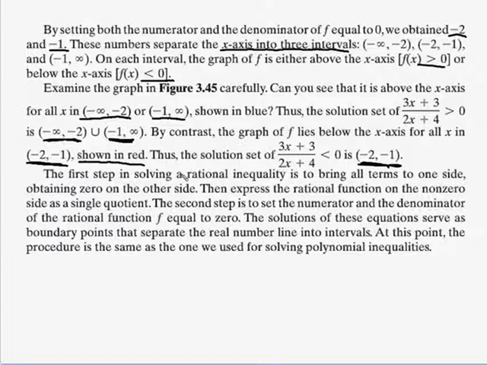So the first step in solving a rational inequality is to bring all terms to one side, getting 0 on the other side. Then express the rational function on the non-zero side as a single quotient. You've got to get it down to a single fraction. The second step is to set the numerator and denominator of that function equal to 0. The solutions of these equations are our boundary points that will separate our real number line into intervals. From this point on, it's exactly the same as the procedure we have used for polynomial inequalities.